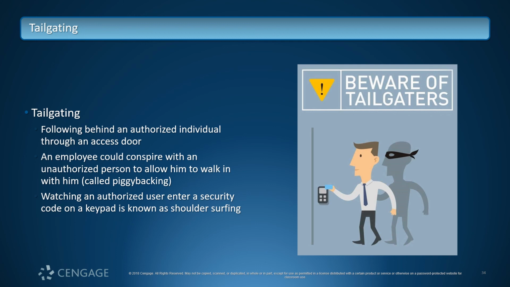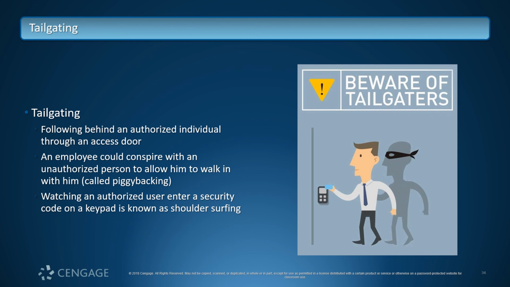Tailgating, this is where we have an unauthorized individual following an authorized individual through an access door. They go ahead and swipe their badge or access code or key or whatever else, and they walk in. The other person catches the door before it seals. Now, there could be a situation where an employee could conspire with an unauthorized person to allow them to walk in as well, and this is called piggybacking. So tailgating is going to be without the compliance of the individual that actually has authorized access. Piggybacking means that they would have conspiracy involved.